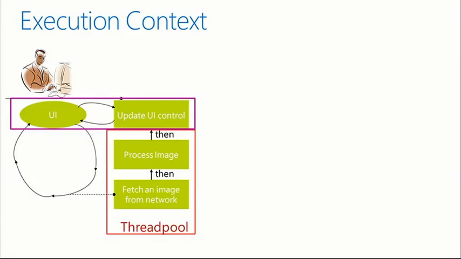So this is the same diagram that we saw on the second slide, where the UI thread is set up 3 boxes: fetch an image, process image, and update the UI control. We said the fetch and the process must happen on a different thread, specifically not on the UI thread, because at that point I'm freezing the UI. But we're saying update the UI control back on the UI thread. So we need a mechanism in the continuation chain to express this intent.